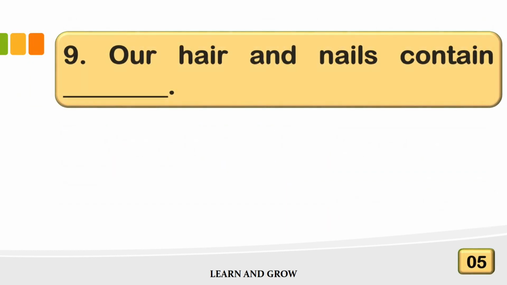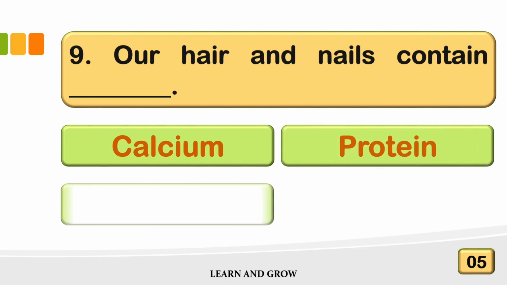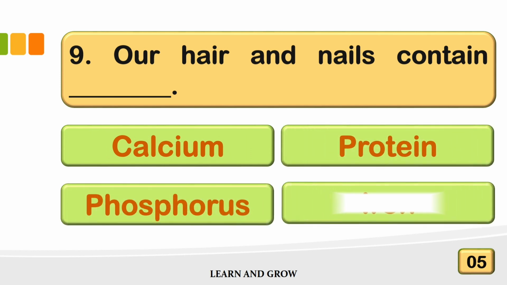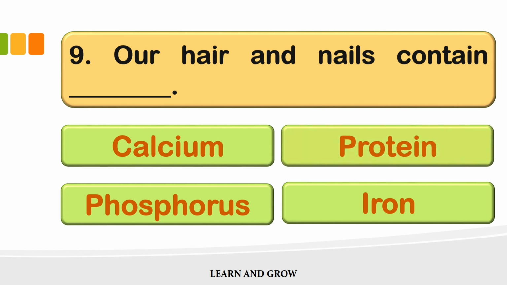Our hair and nails contain ___. Option A, calcium, B, protein, C, phosphorus or D, iron. Right answer is protein.